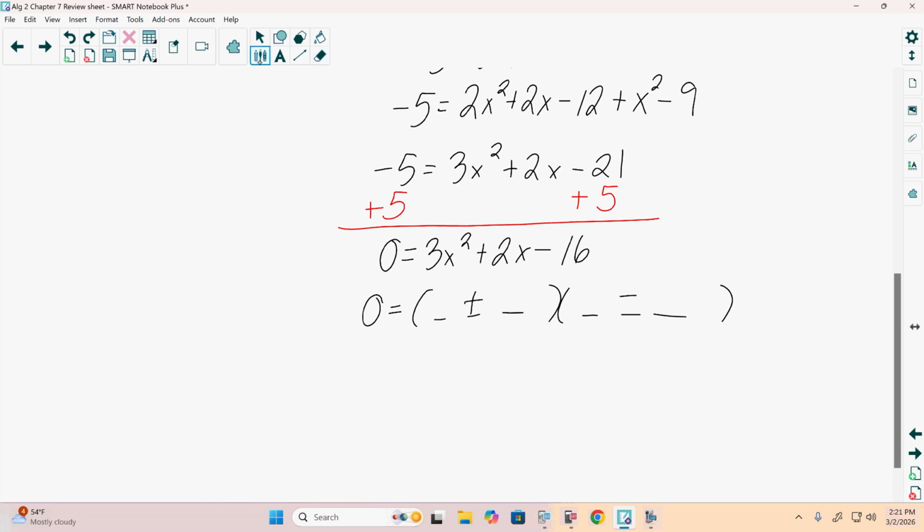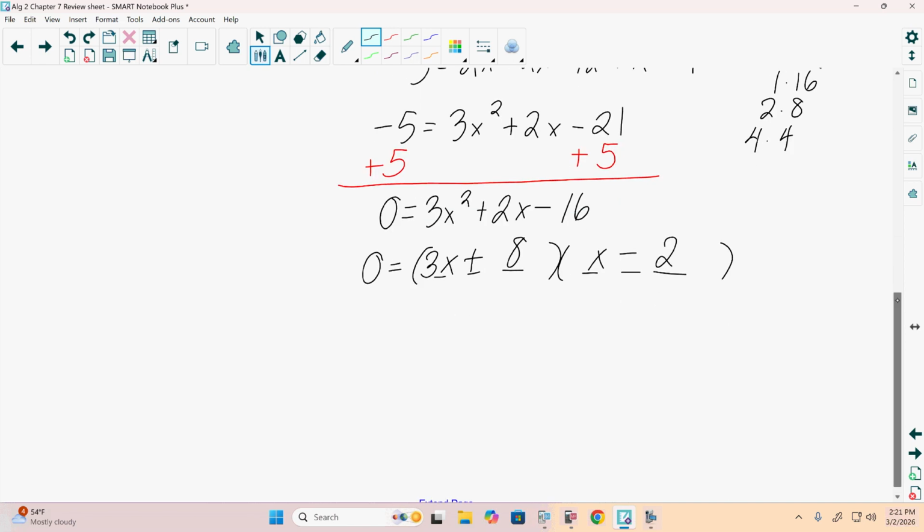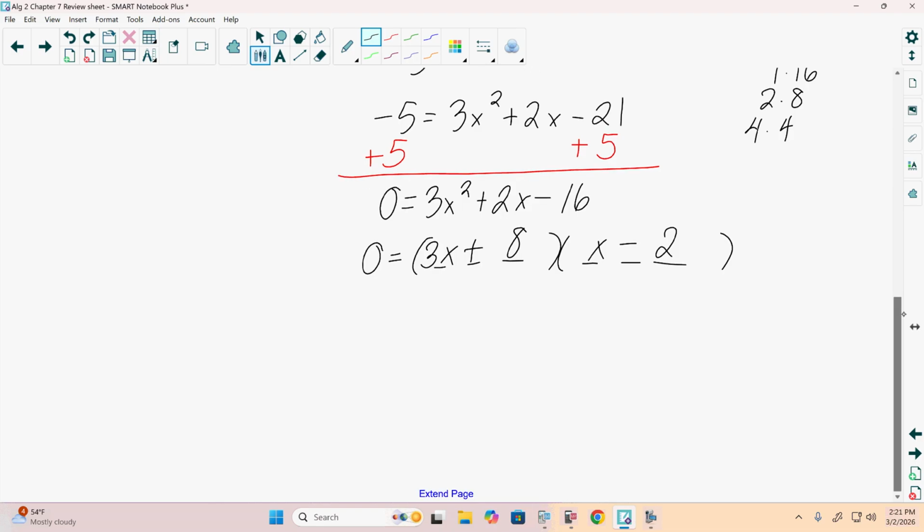Now at this point here, the factors of 3x squared, well, we'd have x and x and 3 and 1. Factors of 16, 1 and 16, 2 and 8, 4 and 4. The factors of 16 that we're going to want is 2 and 8. And we're going to put the 8 with the 3x and the 2 with the x, because if we did check it, we would get -6x plus 8x. -6 plus 8 would give us the positive 2 that we wanted.